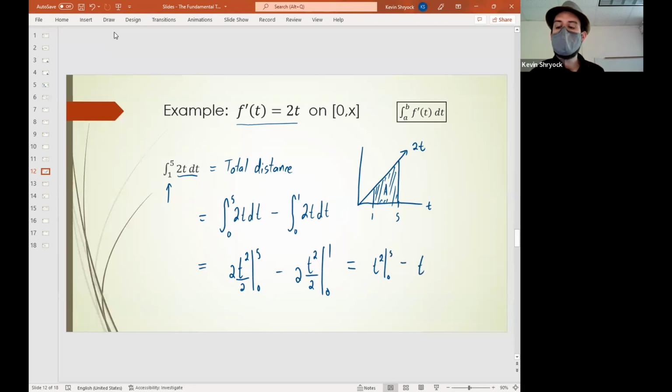So that means t squared, where I need to plug in 0 and 5. Take away t squared, where I need to plug in 0 and 1. I think that's 25 minus 0 minus 1 minus 0. So it's asking me how far I travel between 25 and 1. That'd be 24. There we go.